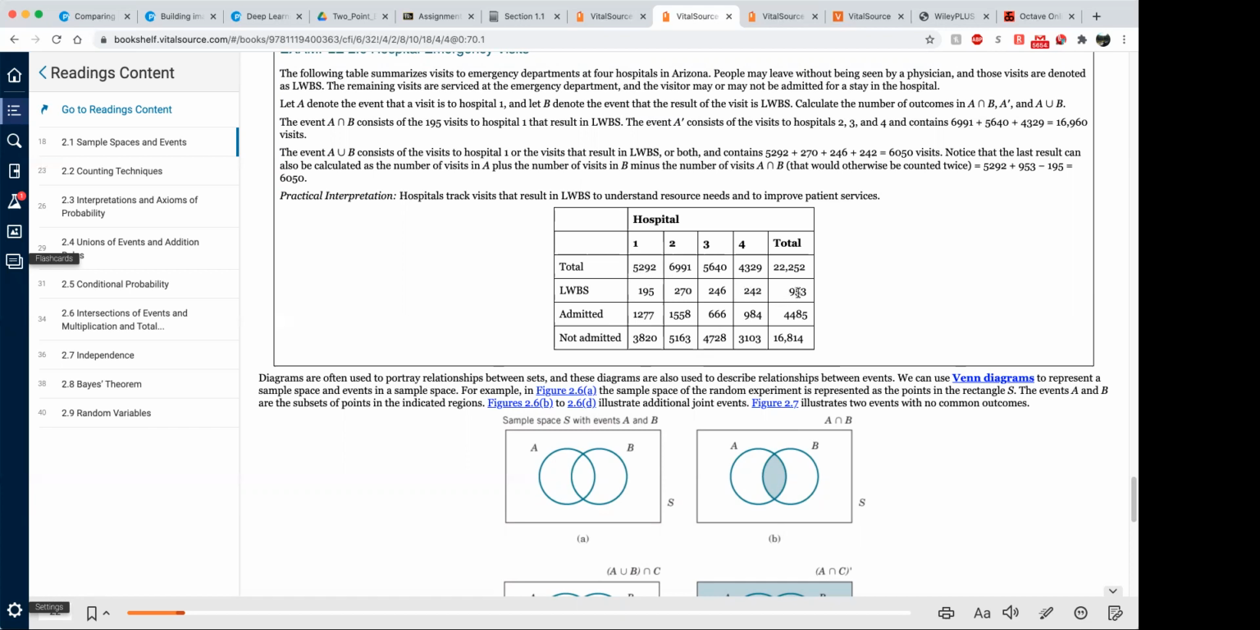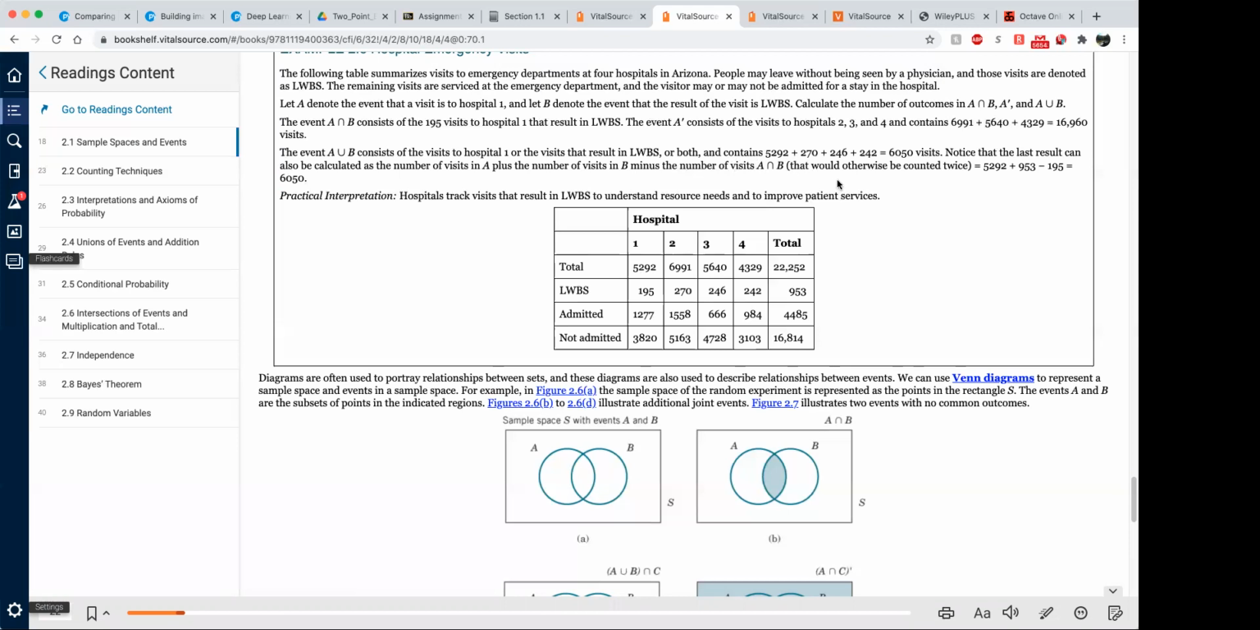So we have to subtract that number from the sum of the two numbers, 5,292 and 953. You see here, the event A union B consists of the visits to hospital 1 or visits that result in LWBS or both, and contains 5,292 plus 270, 246, and 242, which is 6,050. You see where that number comes from? 5,292 is the total number of patients who visit hospital 1, the number of outcomes in event A. And 270, 246, 242 is the number of patients who visit hospitals 2, 3, and 4 but leave without being seen by a physician, LWBS. You see that they didn't add 195 because it already belongs to the 5,292. Notice that the last result can also be calculated as the number of visits in A plus the number of visits in B minus the number of visits in A intersection B.